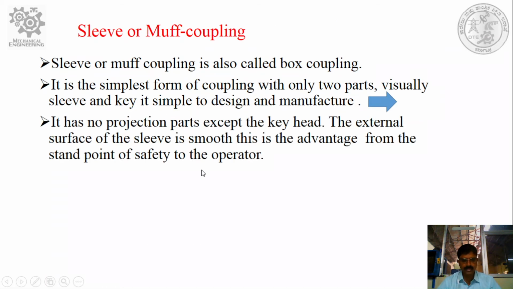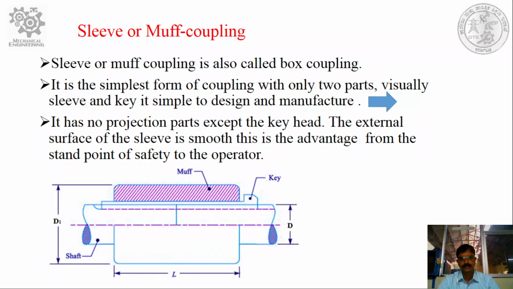It has no projecting parts except the key head. The external surface of this sleeve is smooth. This is an advantage from the standpoint of safety to the operator. Now this is the assembly of the muff and the driving and driven shaft. The figure gives the usual proportions, the nomenclature of the elements: shaft, length of the muff and outside diameter of the muff.